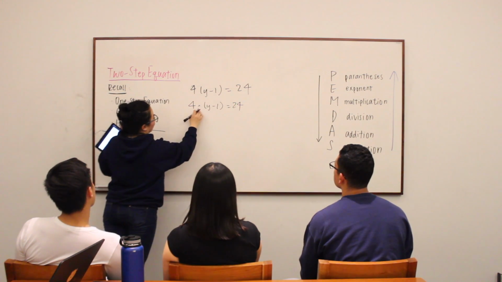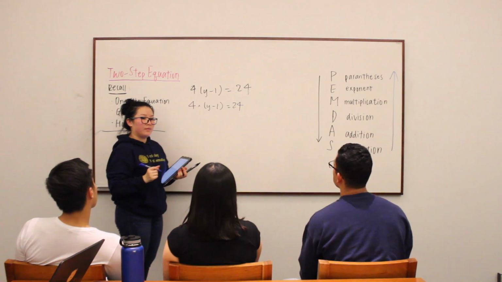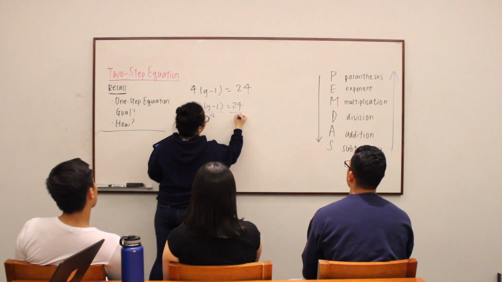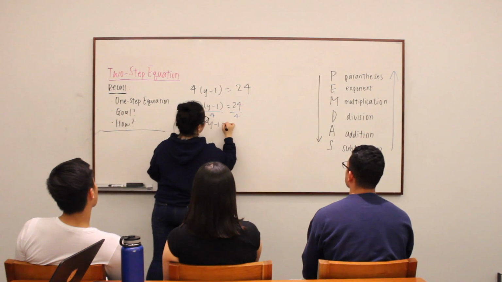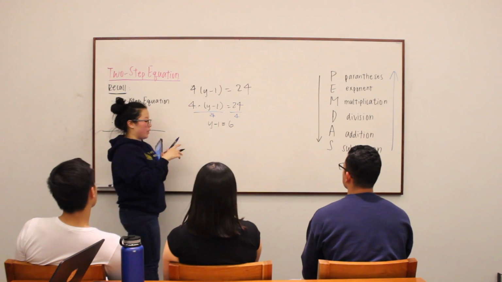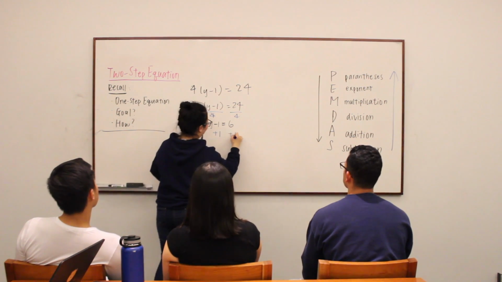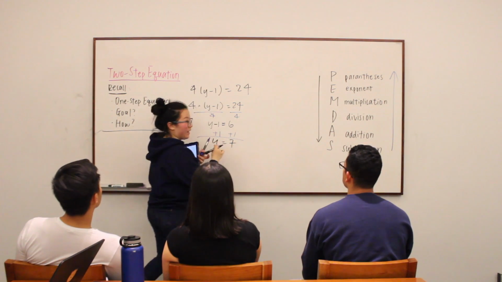So we're going to solve for the multiplication here first. So can someone tell me what's the inverse of that? Yep. Divide by 4. Okay, divide by 4. So now we have y minus 1 equals 6. So here we're going to do addition. And then we have y equals 7.